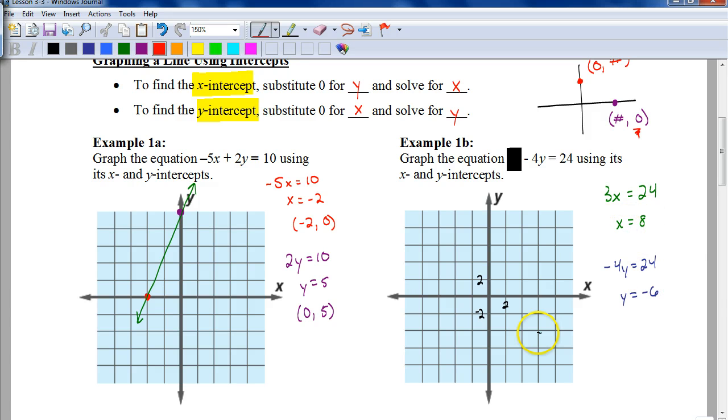Okay, so x equals 8, so 2, 4, 6, 8, there's my x-intercept. My y-intercept is negative 6, so negative 2, negative 4, negative 6 would be down here. And there's my line.